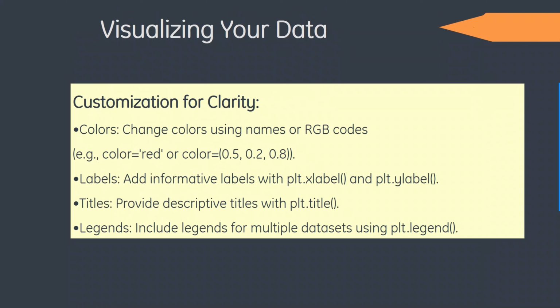Then we have customizing for clarity. Colors: change the colors using names or RGB codes. We can either use color is equal to red or we can give the RGB color. And then we have labels, which is add informative labels with plt.xlabel and plt.ylabel, as we have seen in the previous example where the x axis and y axis have been there. And titles: provide descriptive titles with plt.title. Legends: include legends for multiple datasets using plt.legend.